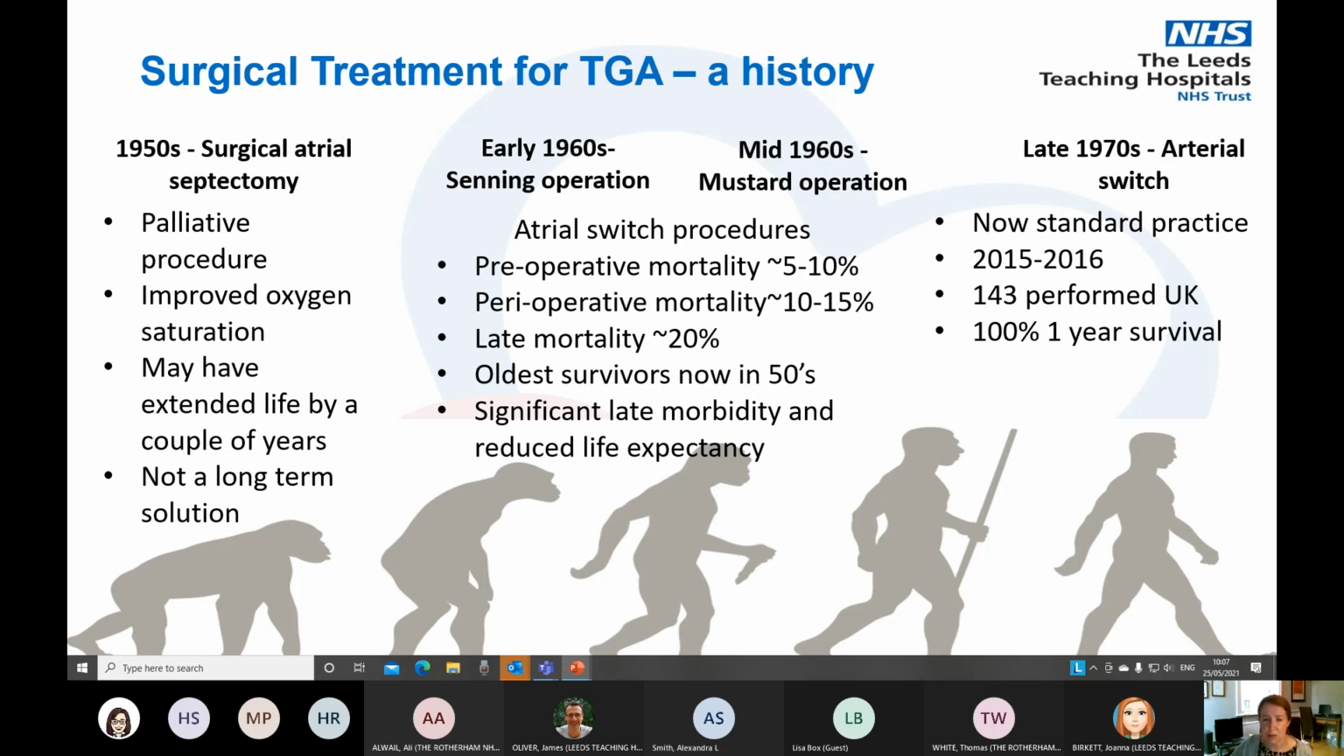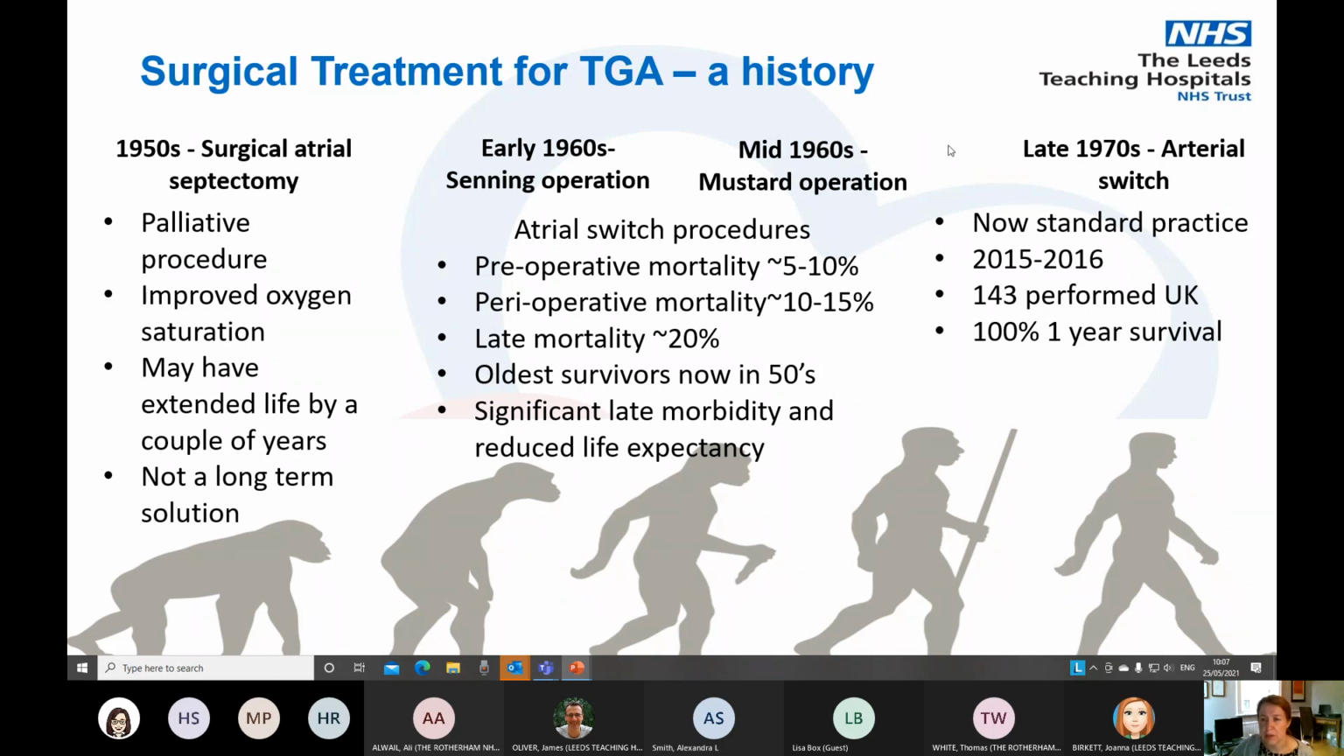We have around 150 of these patients on the books, but they have significant late morbidity and a markedly reduced life expectancy. So we wouldn't really be expecting to see any of these patients survive into their 60s or older unless they've been transplanted, and that's pretty few and far between, I'm afraid.